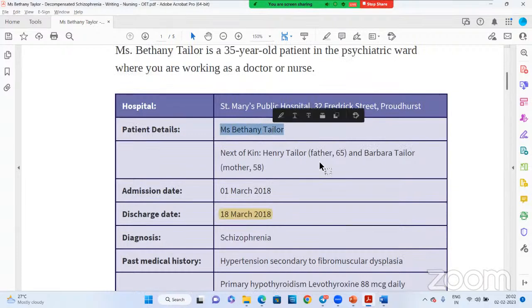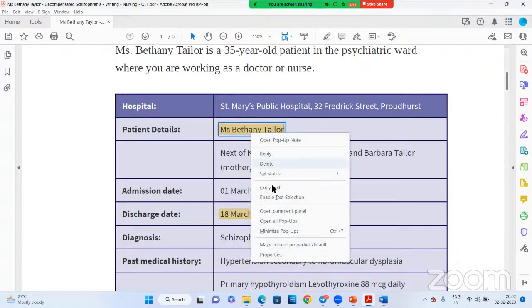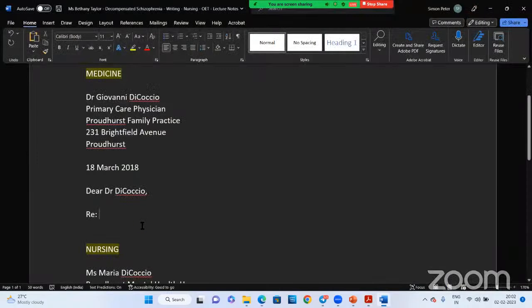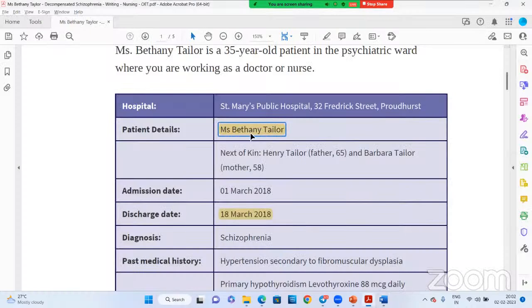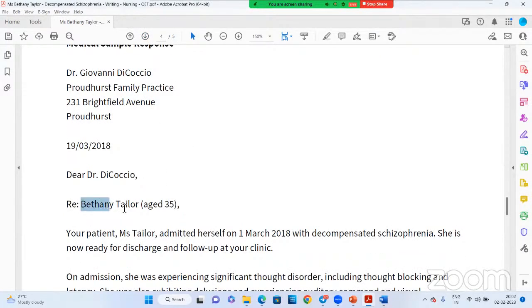Miss Bethany Taylor. So regarding Miss Bethany Taylor, there may be many mistakes sometimes in even the books also. You have to be very careful. This is Miss Bethany Taylor. So you are going to write here, Miss Bethany Taylor. So regarding Miss Bethany Taylor, comma. After, Miss Bethany Taylor. See, for example, what is given in the sample letter. Let us check once. Okay, no Miss here.